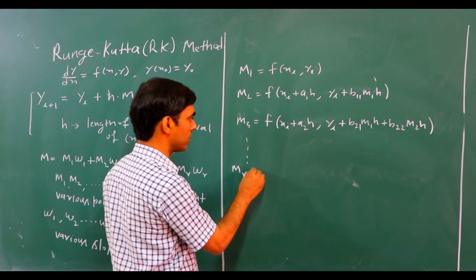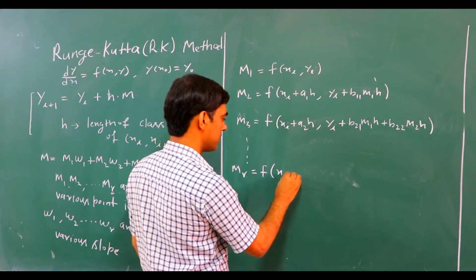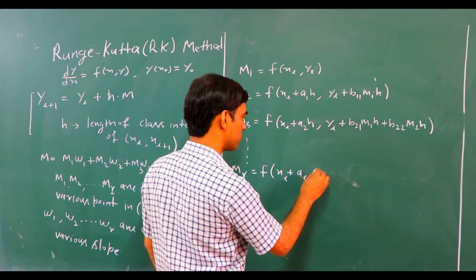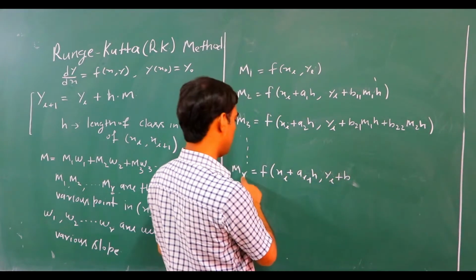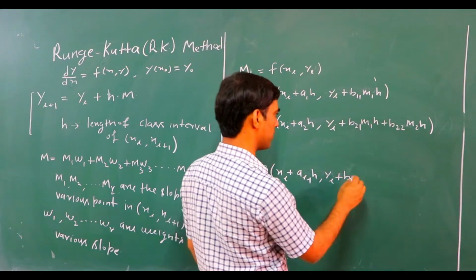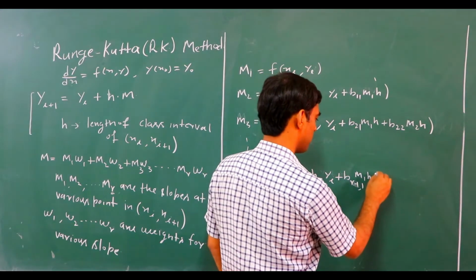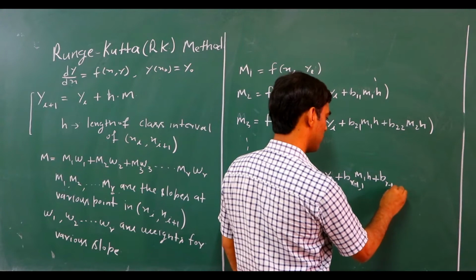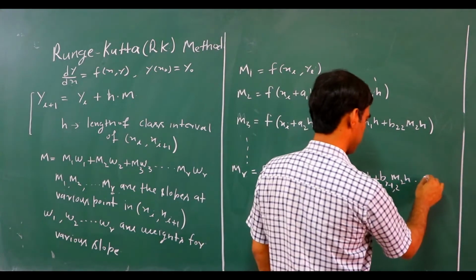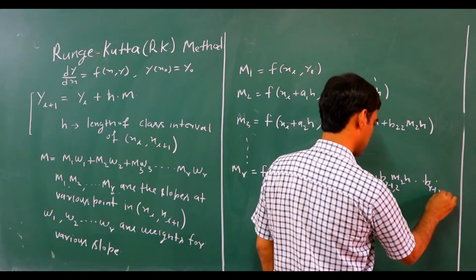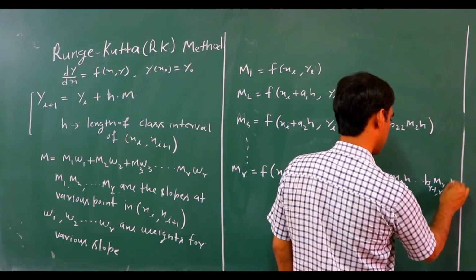In a similar manner, mr = f(x_i + a_{r-1} h, y_i + v_{r1} m1 h + v_{r2} m2 h, and in a similar manner the last one is v_{r,r-1} m_{r-1} h).